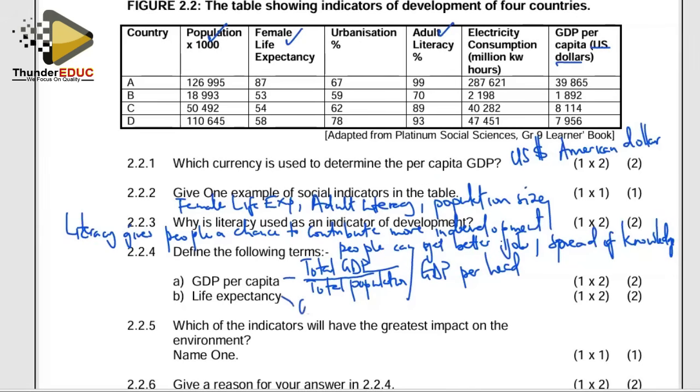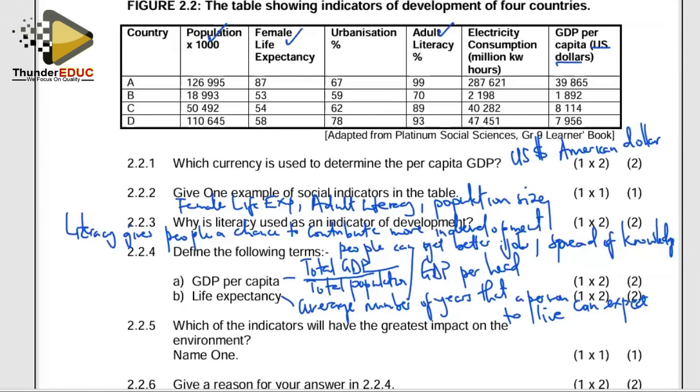Then life expectancy is the average number of years that a person can expect to live. People don't live forever. There will come a point when they are supposed to die. Dying is a natural phenomenon which is unavoidable. So there is life expectancy. There is an average number of years that we expect individuals to live. And it differs from country to country based on the level of development.